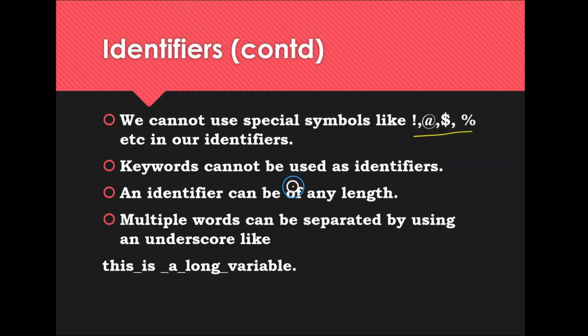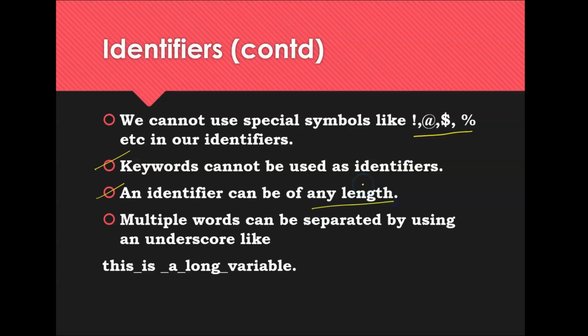So just before we saw the keywords as the first type of tokens. The keywords we have studied, we are having a total of 35 keywords, which are reserved words in Python. So these keywords particularly will not be used as identifiers. And identifiers can be of any length.